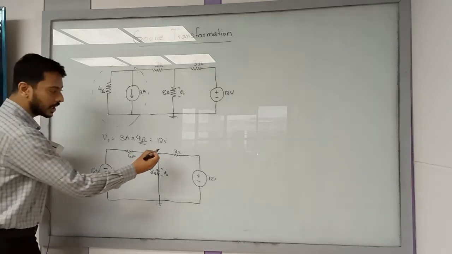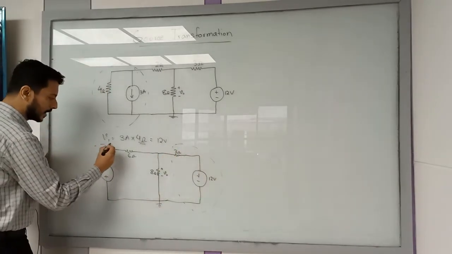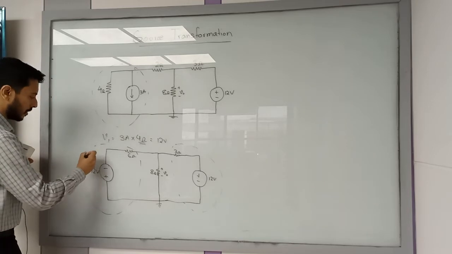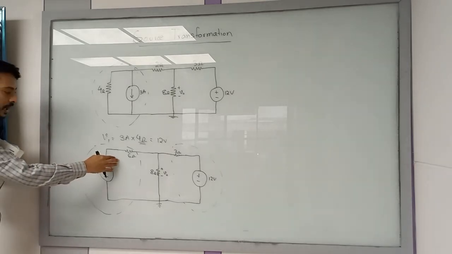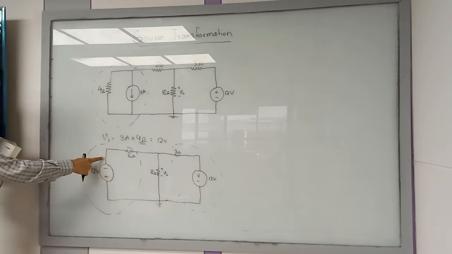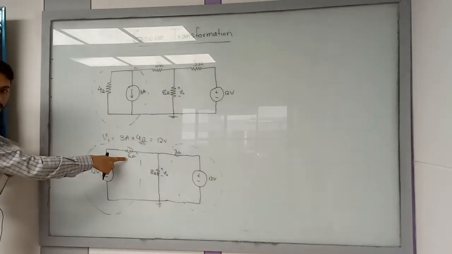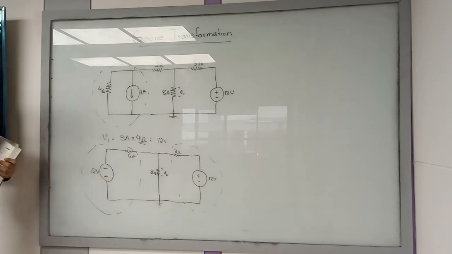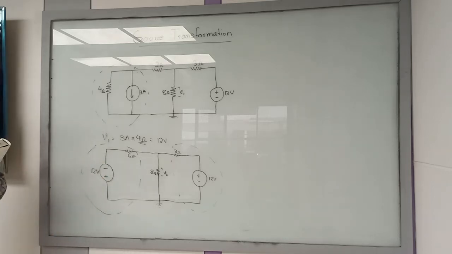Now you can again convert this and this by a current source and a resistor in parallel. Okay? For this part, what should be the answer? What should be the current flowing through this branch? If you consider this part, this is 12 volt and 6 ohm. So the current flowing through this will be 6 ampere, right? Voltage divided by resistance will give you the current.